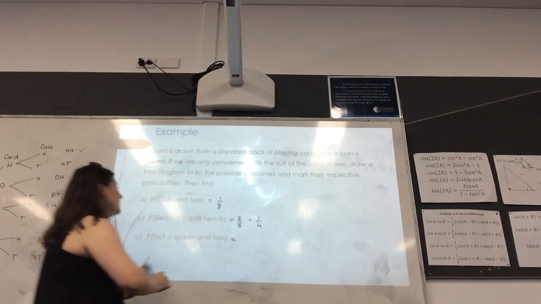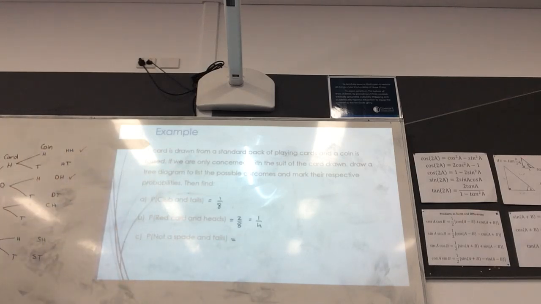Next one, not a spade and tails. So that's saying no to spade, yes to tails, by the way, okay? So what are we looking at? Okay, so we've got hearts and tails, diamonds and tails, clubs and tails, but not spades and tails. Yeah?